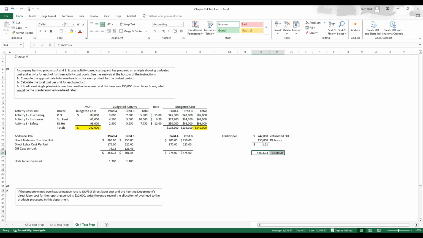Okay, so that would give us our total dollars then. And then we were going to take, let's see, let's take this divided by, or let's leave it there. So this is the total predetermined overhead rate times the amount of direct labor. This is the traditional method. And then we're going to take our total divided by the number of units.